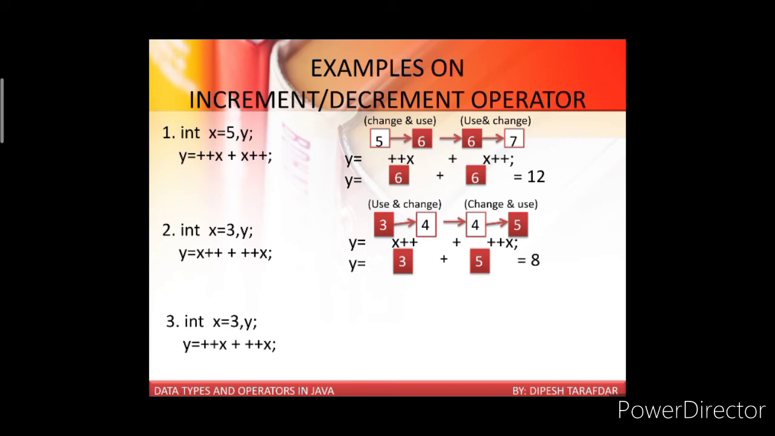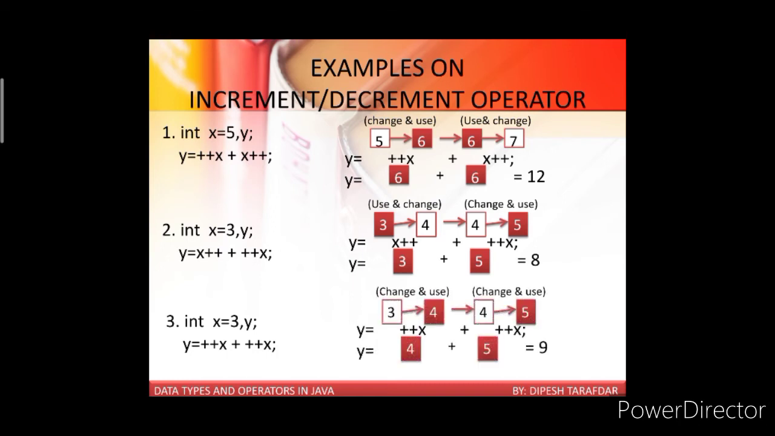In the third example that I have taken, ++x + ++x, both are prefix and both follow the principle of change and use. So what will happen? The value 3 will be changed to 4 and then it will be used, so 4 will come here, and in the next one 4 will change to 5 and 5 will be used, so 4 plus 5 is equal to 9.